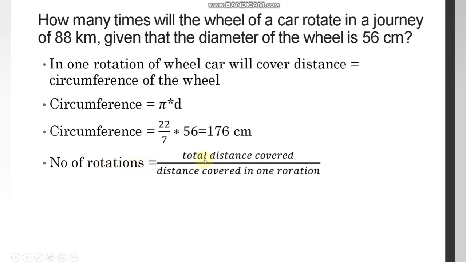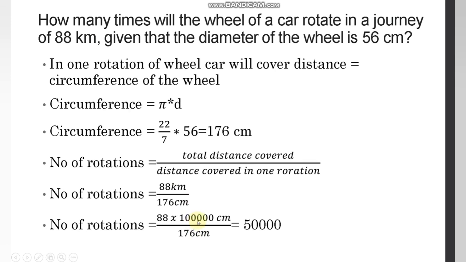Now the number of rotations will be equal to total distance covered upon distance covered in one rotation, and distance covered in one rotation will be 176. So total distance is 88 kilometer, and here I have written 176 centimeter. Now kilometer and centimeter are two different units. I need to convert them into the same unit. So to convert kilometer to centimeter, I need to multiply with 1 lakh. So here 88 into 1 lakh centimeter upon 176 centimeter. Cancelling out, I will get 50,000. So 50,000 is the number of rotations to cover the distance of 88 kilometer.